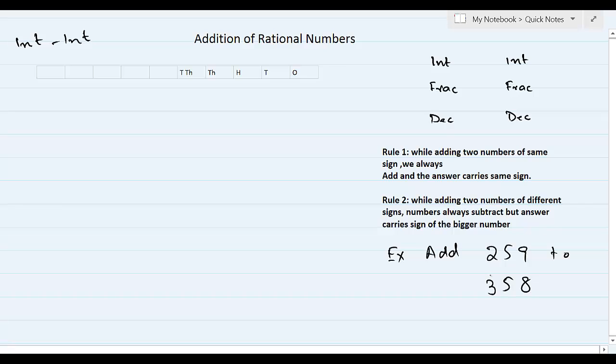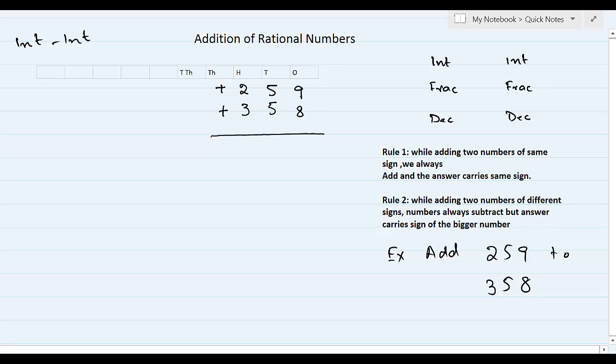So we align these numbers with the grid from the right side. So 9 is on the ones place, 5 and 2 on the tens and hundreds place, and 358 similarly, 8 on ones place, 5 and 3 on the next places. Because there is no negative sign, both of these numbers are positive. Well, we know for sure the answer is going to carry a positive sign.